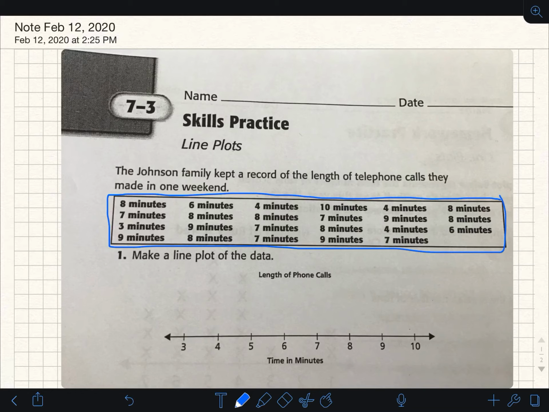The way we're going to do this is, we'll have our first 8-minute call, and then above 8 on this number line, we're going to put a little X. And then we have a 7-minute call, and then a little X above 7. A 3-minute call, X above 3, 9 minutes, oops, a little X. And I am just going to keep putting X's above the duration of these calls and finish out the line plot, and then we can look at what all of this means.